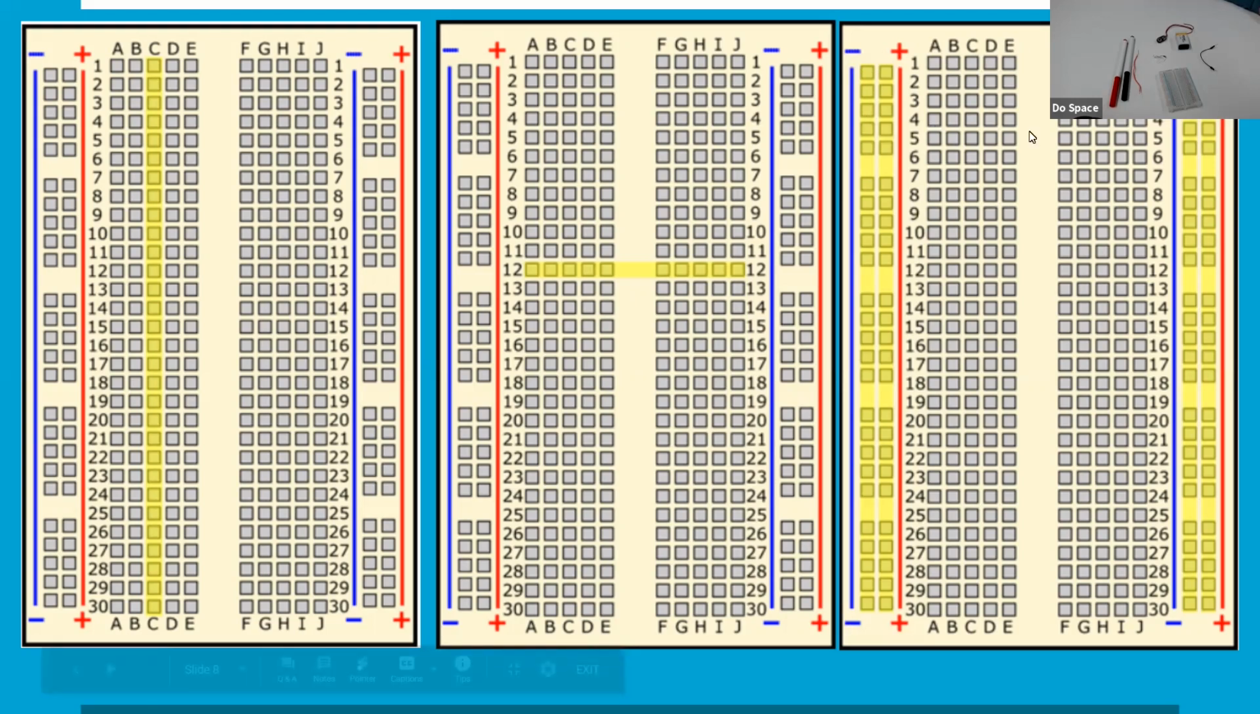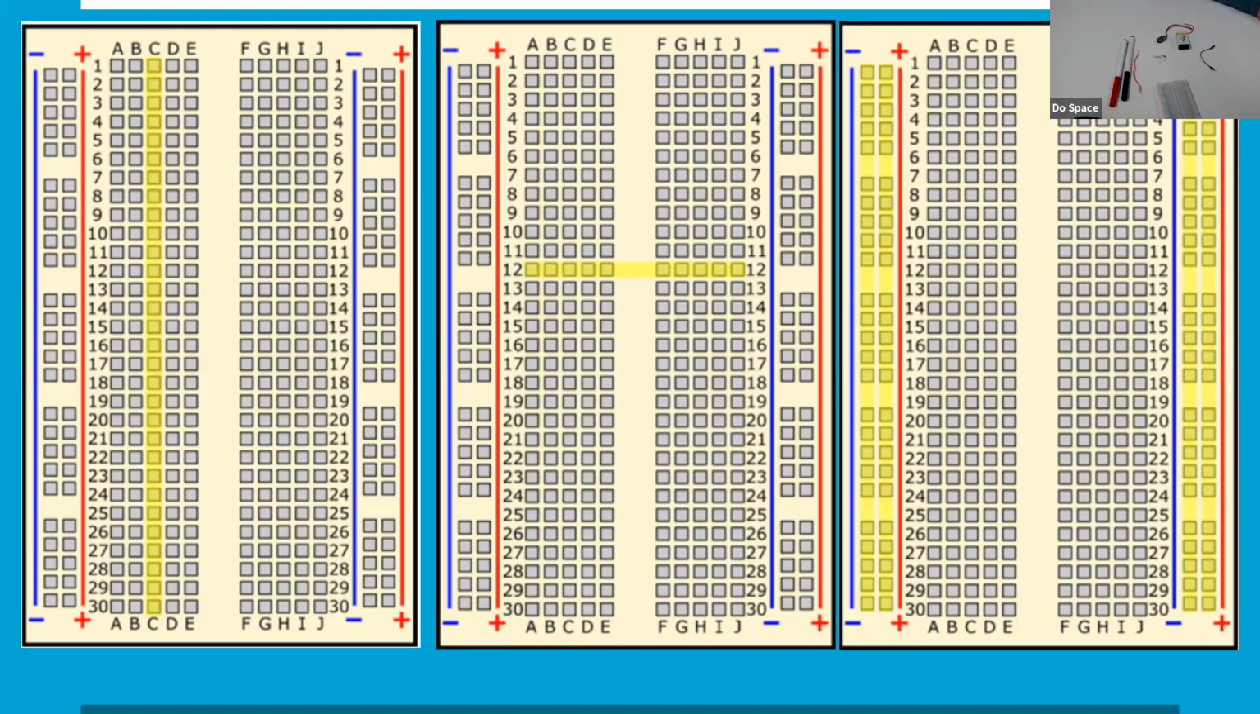When I say this side, I mean the A through E side. You can see there's a gap in the middle, so basically there are two different sections of our breadboard. You could technically have two different circuits going on at the same time, a circuit going on over here and a circuit going on over here.